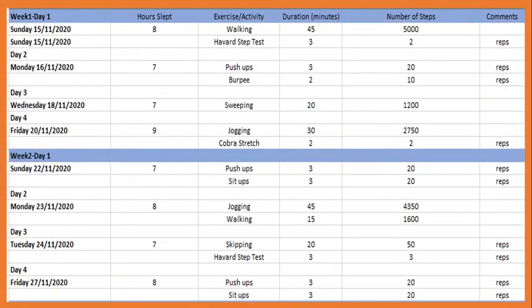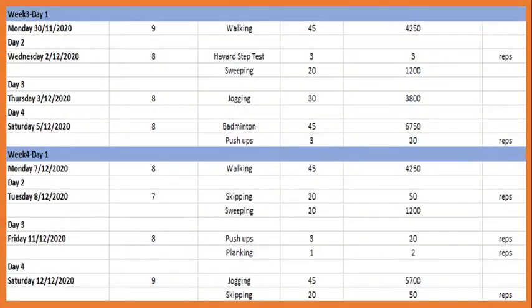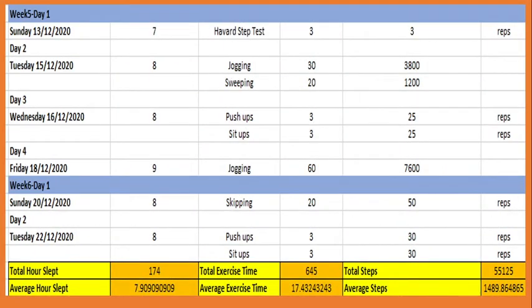This is what I have done for my week 1 and week 2. And then the week 3 and week 4, there's plenty of exercises I did, for example, walking, Harvard step test, sweeping, jogging, badminton, push-ups, and planking. And on the last 2 weeks, week 5 and week 6, I've done the Harvard step test, jogging, and at the end of the week, I only tried to do it for 2 days.